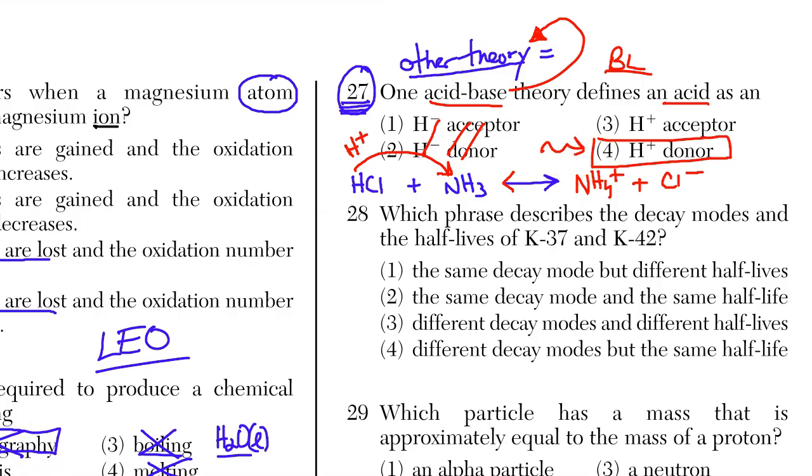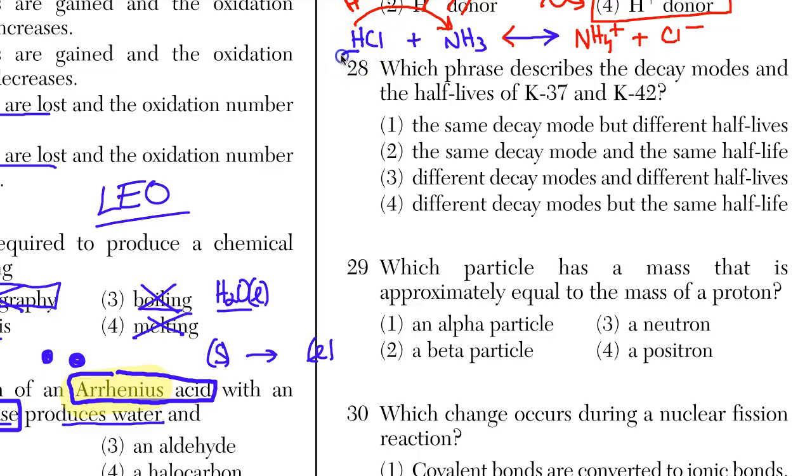Okay, number 28. Which phrase describes the decay modes and the half-lives of K37, K42? First and foremost, this number is the mass number. And why are they giving a mass number with an element symbol? Because they're describing the type of isotope of potassium. All atoms have different isotopes, different forms of the same element.